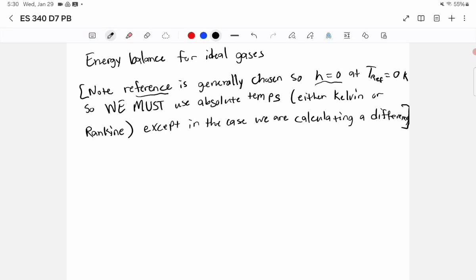Okay, so when you're doing this, unless it's a difference of temperatures, in which case it doesn't matter, you have to use the absolute temperature scales, okay? So keep that in mind. If you want to be safe, you can convert everything always to absolute temperature, and that obviously would be perfectly fine.